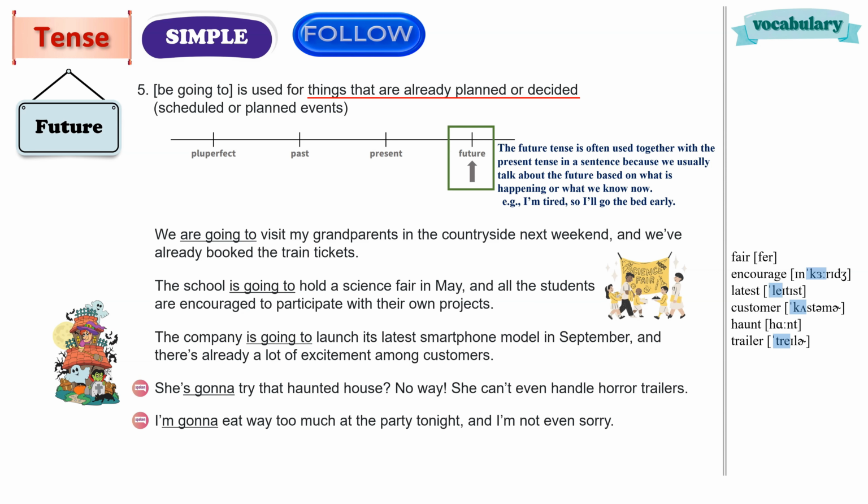We are going to visit my grandparents in the countryside next weekend, and we've already booked the train tickets. The school is going to hold a science fair in May, and all the students are encouraged to participate with their own projects. The company is going to launch its latest smartphone model in September, and there's already a lot of excitement among customers. She's gonna try that haunted house? No way! She can't even handle horror trailers. I'm gonna eat way too much at the party tonight, and I'm not even sorry.